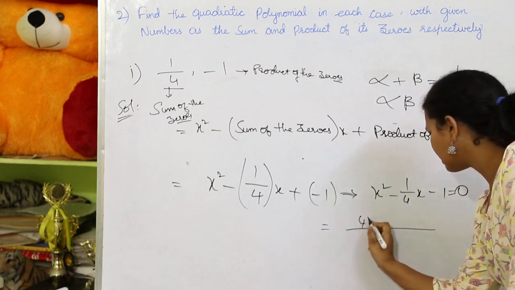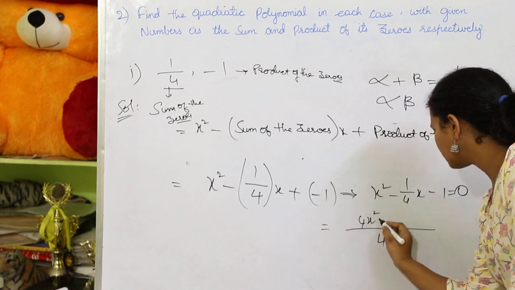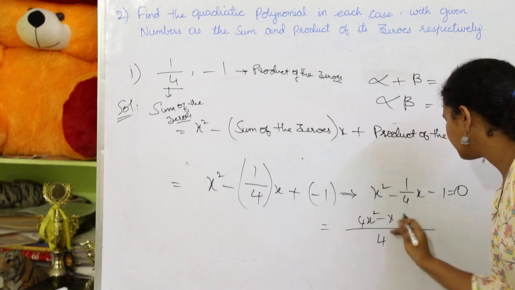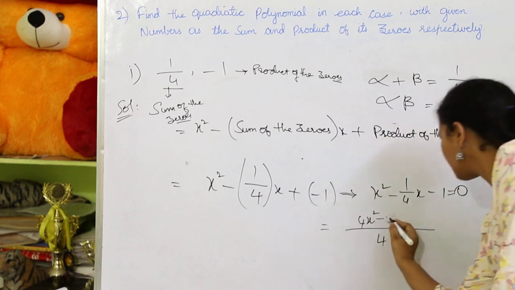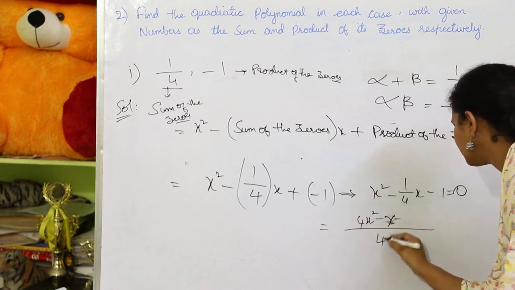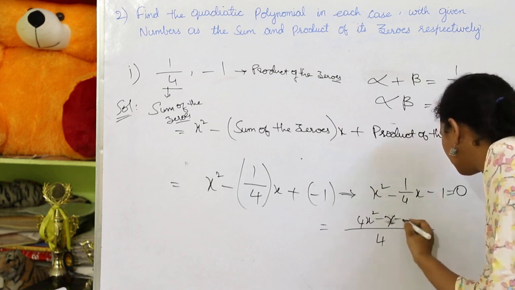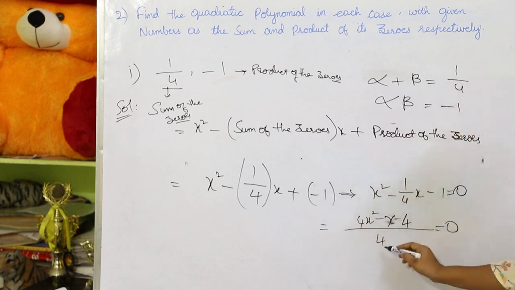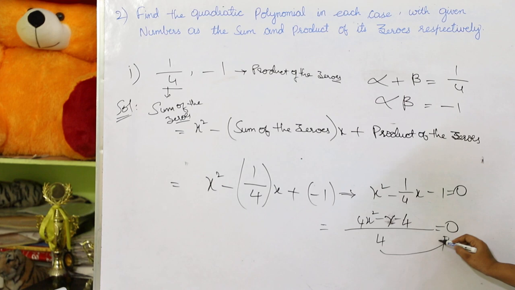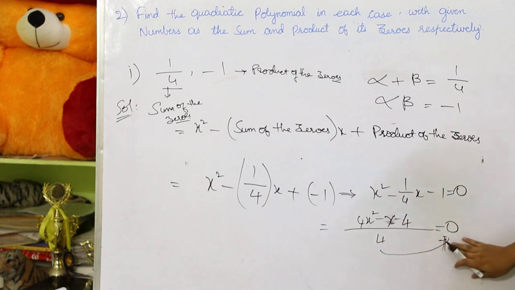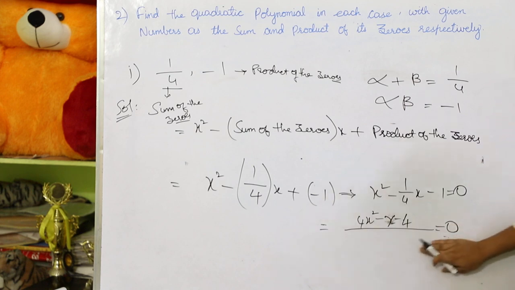process, where 4x square minus x, this becomes minus x, minus LCM into numerator by denominator, which means 1. This becomes minus 4. Clear? Where this whole thing is equal to 0. So if I transpose this 4 to the other side, this becomes what? Multiplied. So 4 into 0 is always 0. So this will be the given equation.